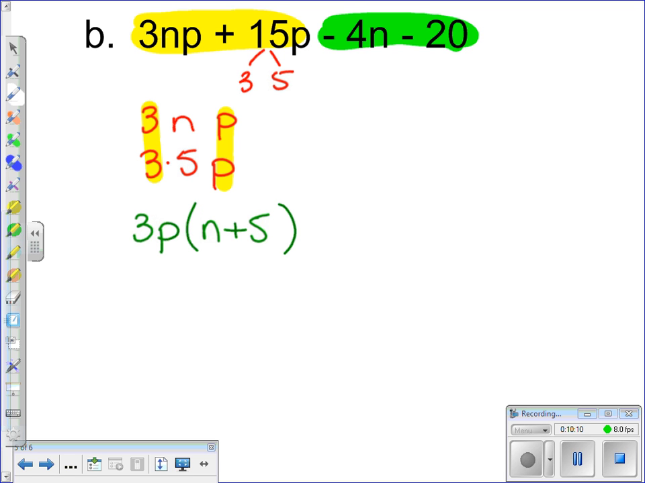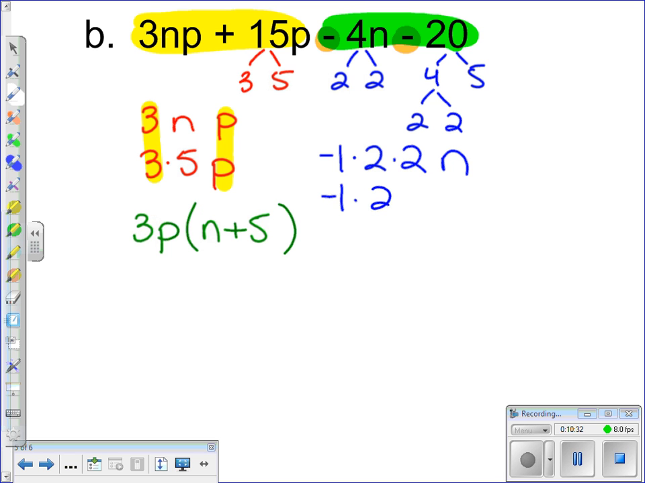Over here with this one, 4 is 2 times 2. 20 is 4 times 5, and then 4 is 2 times 2. And then don't forget that there's a negative in front of each. So I want to write this out. That's going to be negative 1, 2, 2, n. Negative 1, 2, 2, 5. Now hopefully you notice that your greatest common factor includes a 1, 2, and a 2.